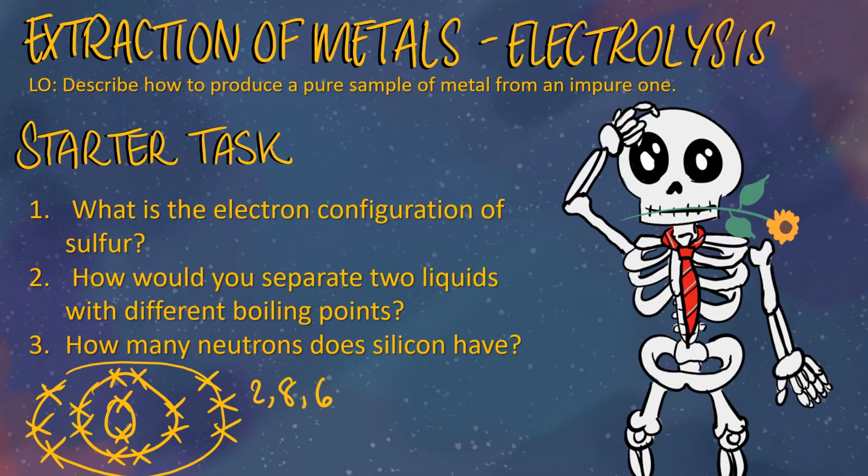Number three, how many neutrons does silicon have? So if we look at silicon on the periodic table, it will look like this. So the atomic mass is 28, the atomic number is 14, and to get the number of neutrons, you do the atomic mass, take away the atomic number. So we are left with 14. So the answer is 14 neutrons. So give yourself a mark out of 3, please, and correct anything that you got wrong.